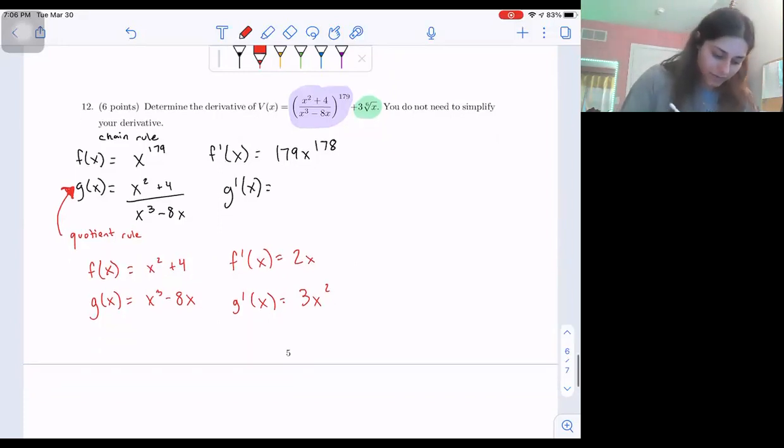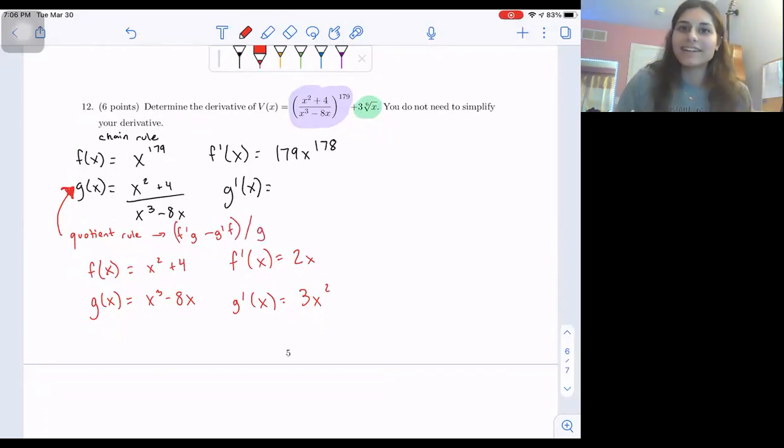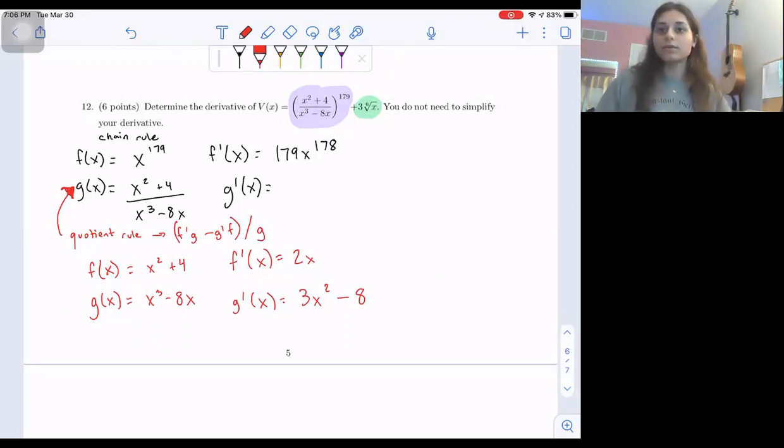Okay, so for the quotient rule, it's f prime g minus g prime f, and that's divided by, oh, my bad, thanks guys, minus 8. Good catch. Thank you. How did I get the derivatives? I just took the derivative of f of x and g of x. So I know the top was f of x, bottom was g of x, and then I found the derivatives using the power rule. So x squared, derivative of that is 2x. Derivative of 4 is 0. Derivative of x cubed is 3x squared. Derivative of negative 8x is negative 8. Thank you for that, guys.